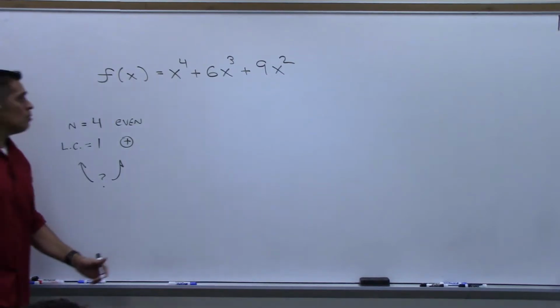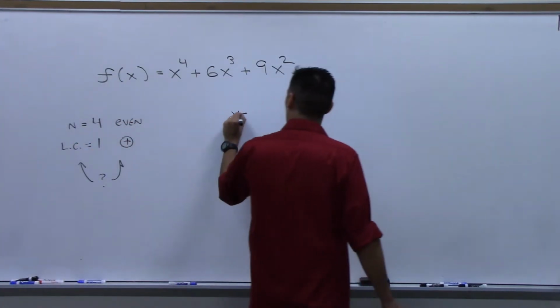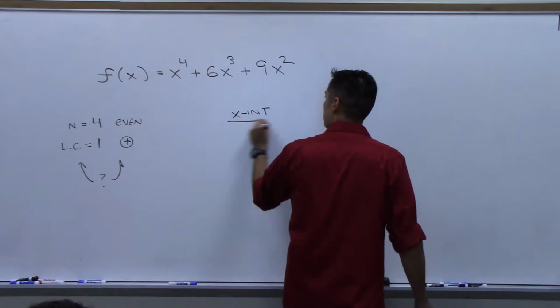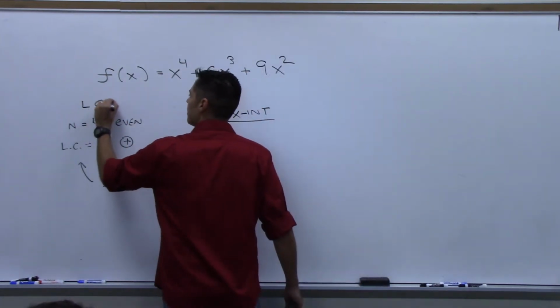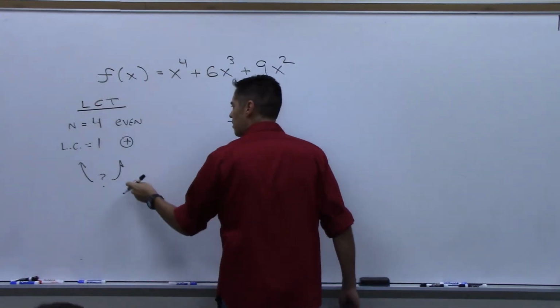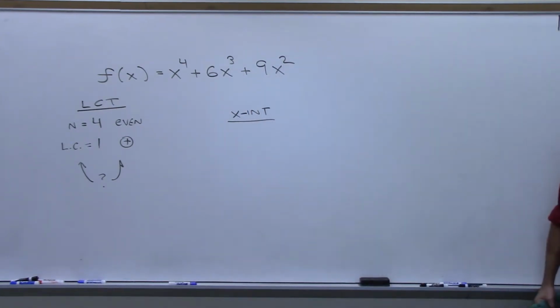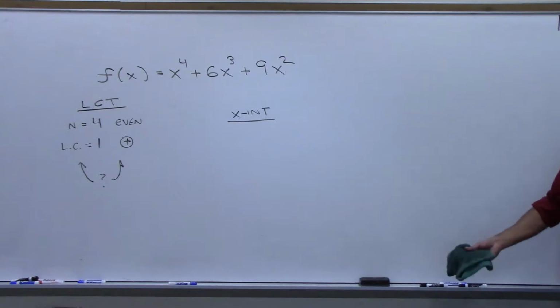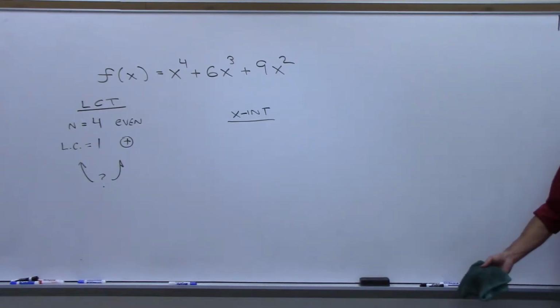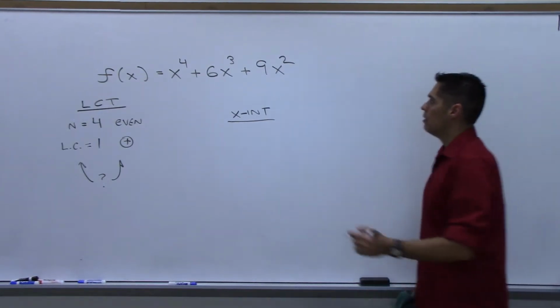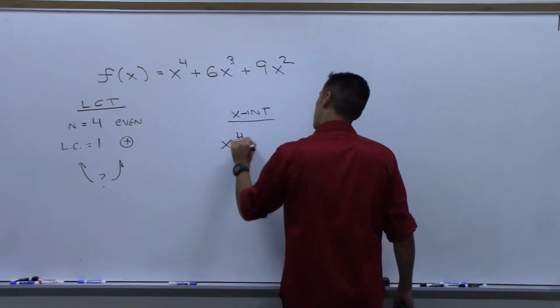So then we say, okay, well, what are the x-intercepts? Right, so that would be, this is the leading coefficient test here, sorry. Leading coefficient test tells us this. What are the x-intercepts? Well, that means we have to set the function equal to 0, don't we? That's how we find x-intercepts for all functions. Set it to 0.